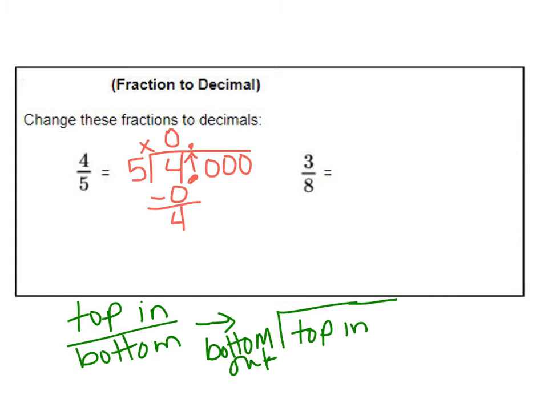So I'm going to go ahead and bring the 0 down. 5 into 40 is 8 times, so I'm going to take away 40. So your answer is 0 here. So I don't need these zeros, so you could just leave them there. You could add them if you want, but it's not going to make a difference. So your answer here is 0.8. So 4/5 is equivalent to 0.8.